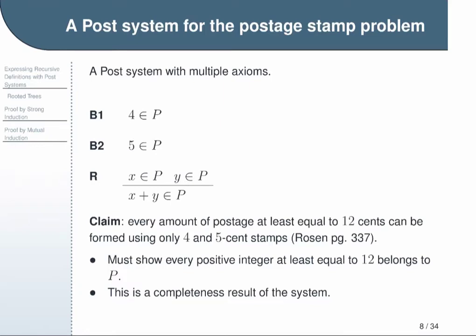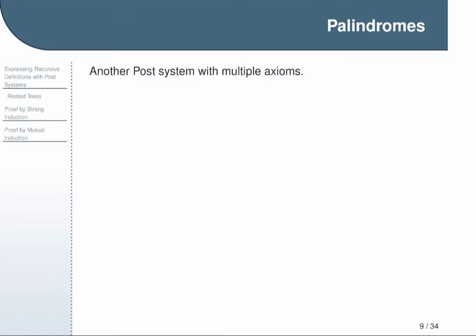Just to wrap up our brief introduction of post systems, we'll take a look at 3 more examples of definitions of recursive objects that at least begin to suggest a little bit more complexity. One of them is palindromes. We're going to use a post system with multiple axioms for this. Our axiom 1 is that the empty string is in the set. The set I'm writing as pal.